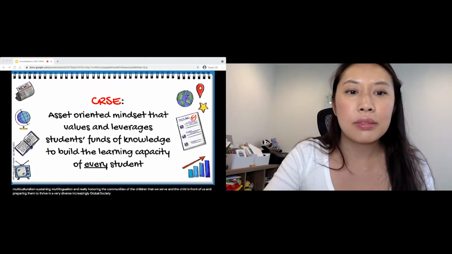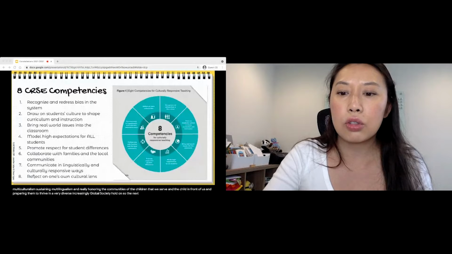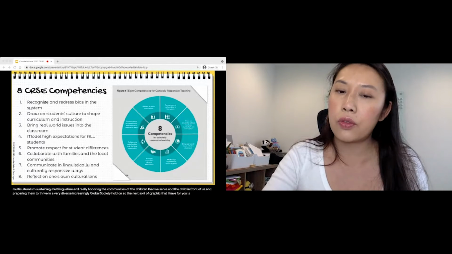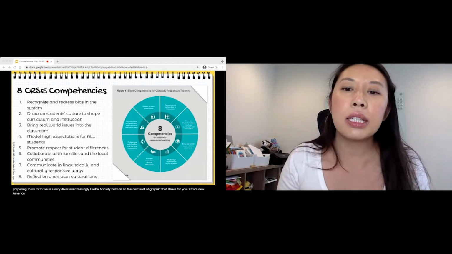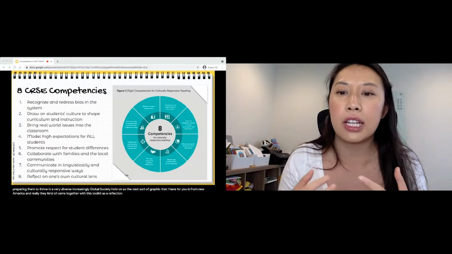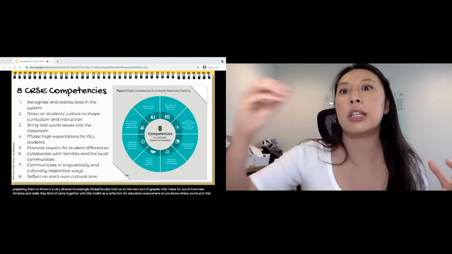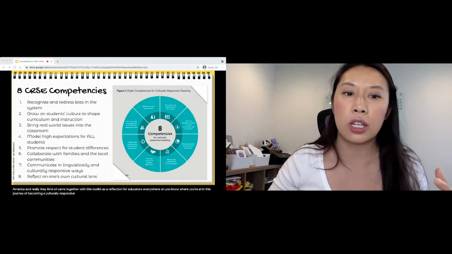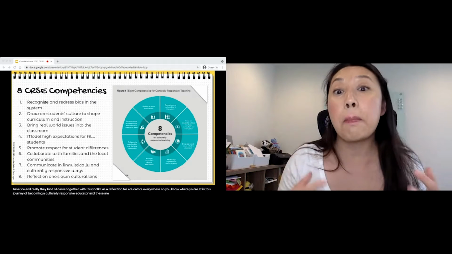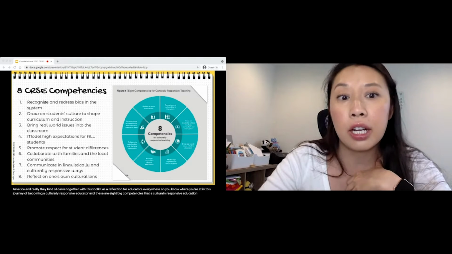Hold on. So the next graphic that I have for you is from New America. Really, they came together with this toolkit as a reflection for educators everywhere on where you're at in this journey of becoming a culturally responsive educator.